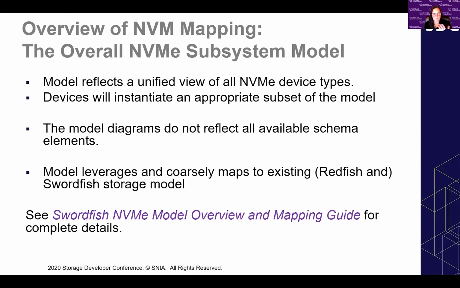So this is a lot of the process that we used. The model reflects a unified view of all the device types. So we did not come up with divergent models for a drive versus a JBOF versus an array. Everything uses the same model and the same components. For each device type, we just use a subset of the model. So when I show you diagrams, they may not be the complete model and complete schema. They'll just be what's appropriate for that subset of a device.